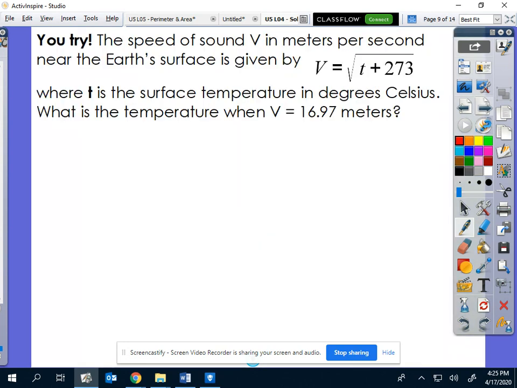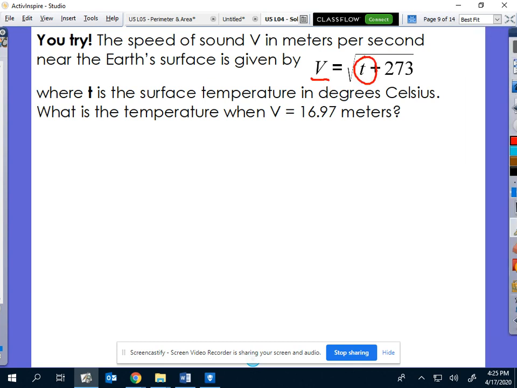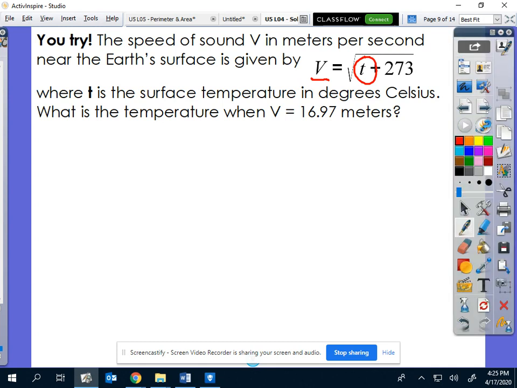Okay? So I want you to try another one. This one's about the speed of sound. You're going to be plugging into V, and you're going to figure out what the surface temperature of the Earth's surface would be. And it's pretty self-explanatory from there.